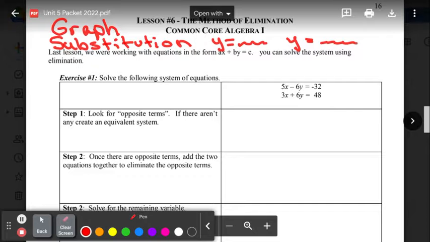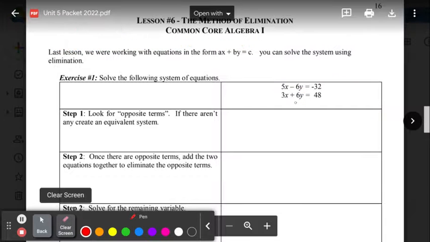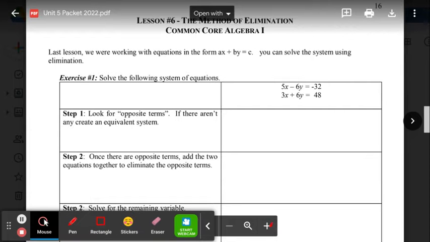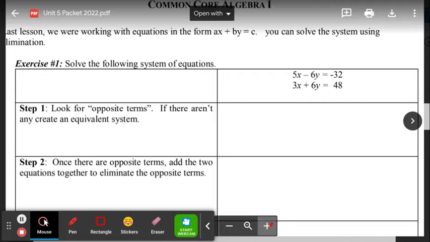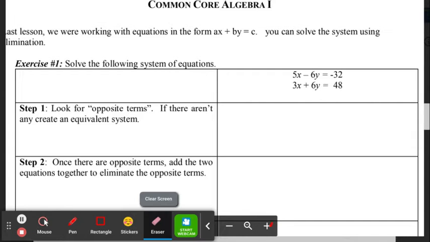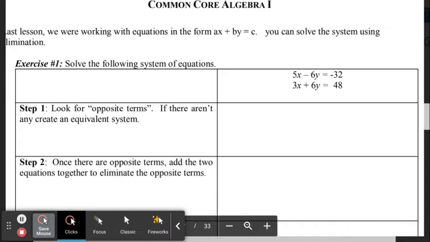For today's things, take a look at this problem. The y is not by itself. See how in these equations it's tied to other things in the equation? So when you see that, that's when you want to use elimination. And elimination means just to get rid of stuff. So in our world, we're going to get rid of a letter. So let's look at step one.